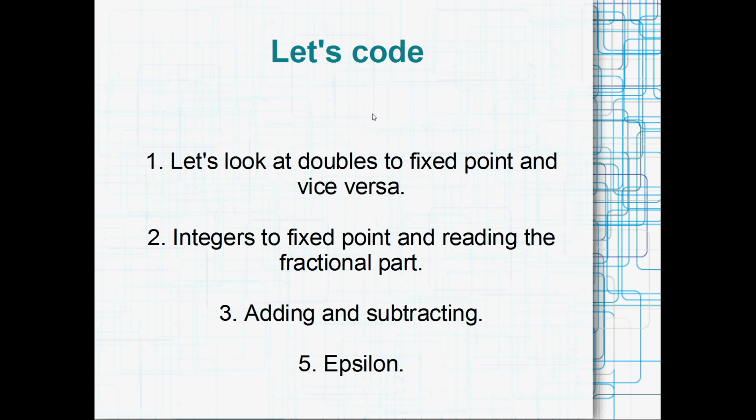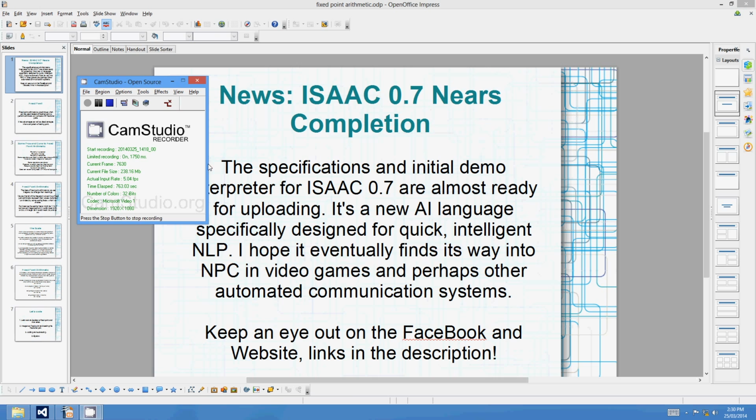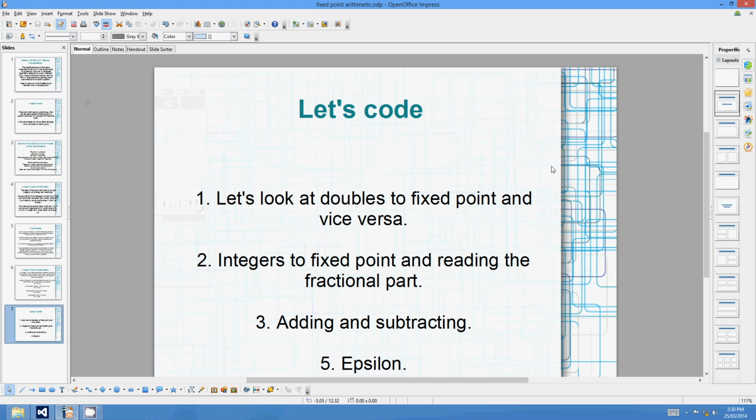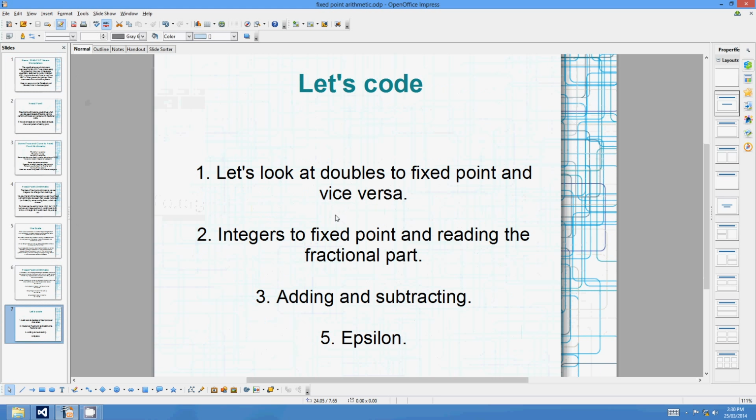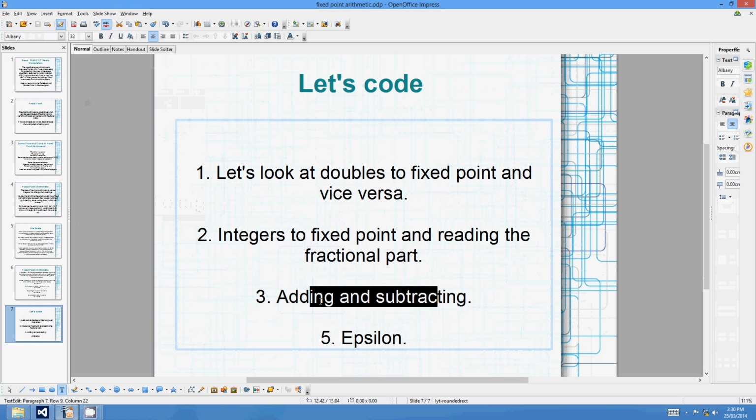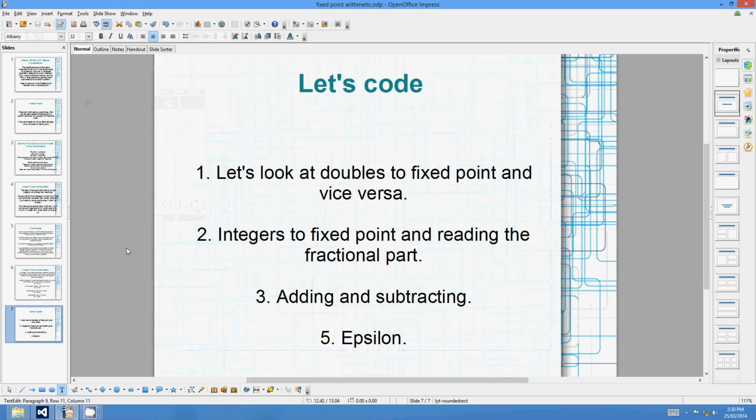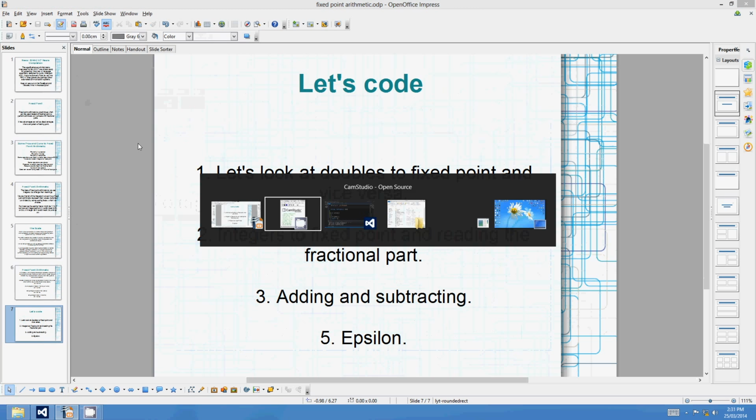Okay, let's just move on. What we're going to do is a bit of coding. We're going to look at doubles to fixed point and vice versa. We're going to look at integers to fixed point and possibly vice versa. We'll look at grabbing the fractional part of fixed point, adding and subtracting, and we might also look at epsilon, which is the smallest unit of precision in some number format.